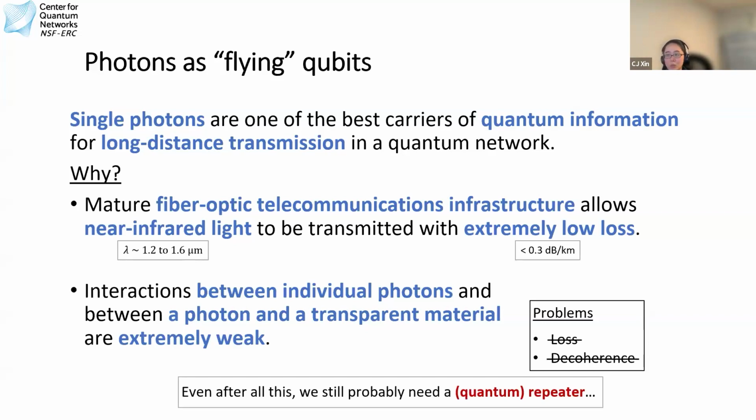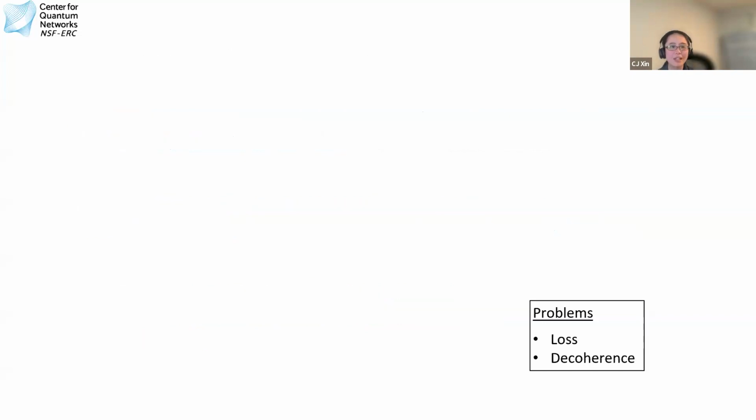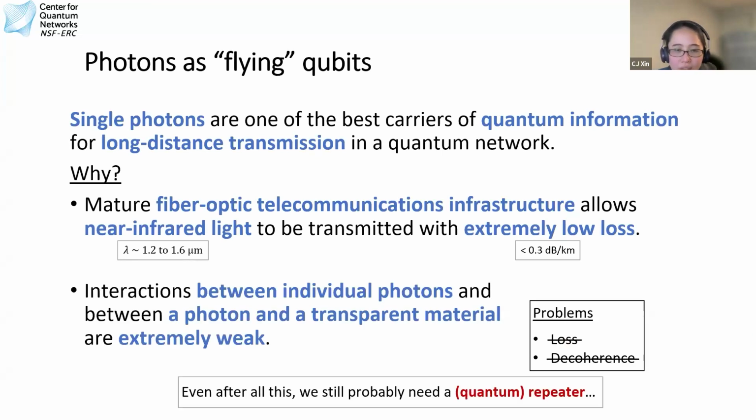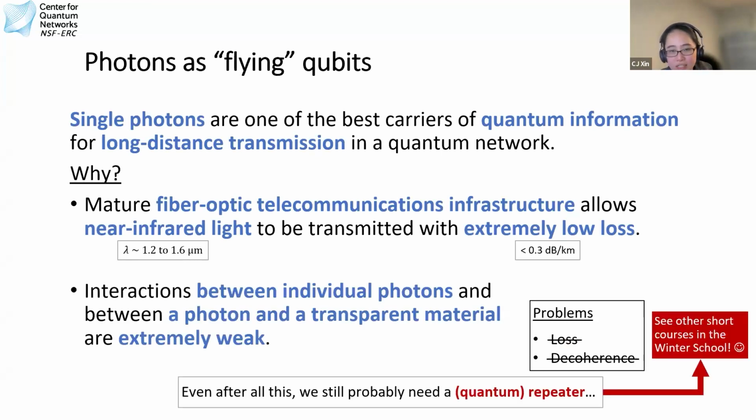And in our case, we need a quantum repeater, which you've probably heard a lot about in the last few talks. So the slides are repeating a little bit, so I'll just refer you to the other short courses in the winter school. Suffice to say, the only thing that's different here is that you start needing entanglement as a resource instead of just pure single qubit states.